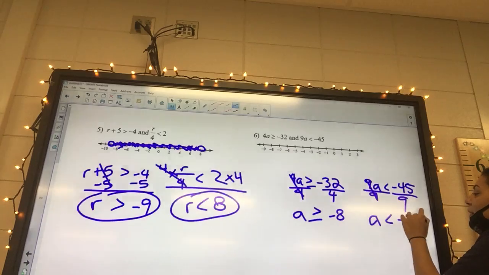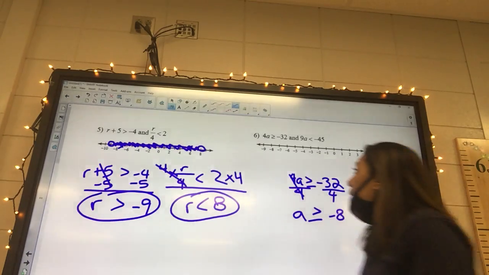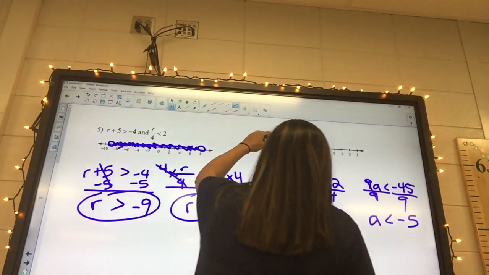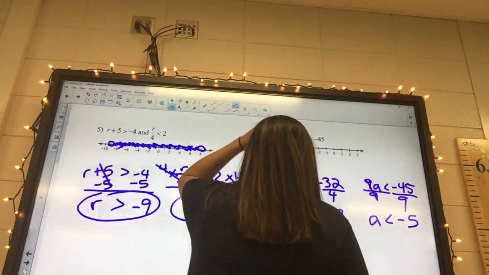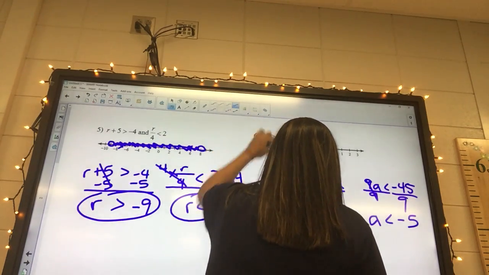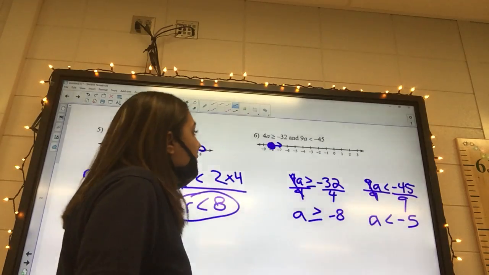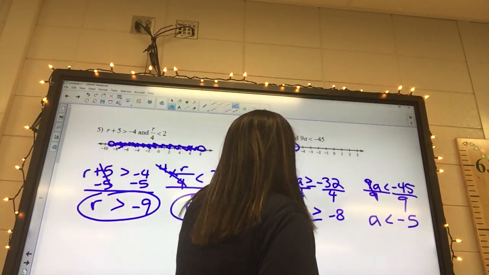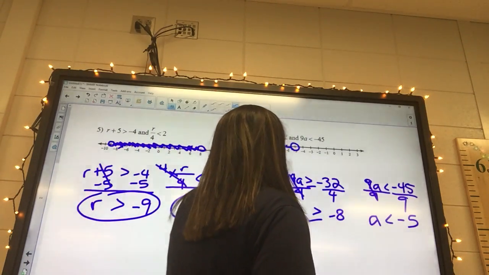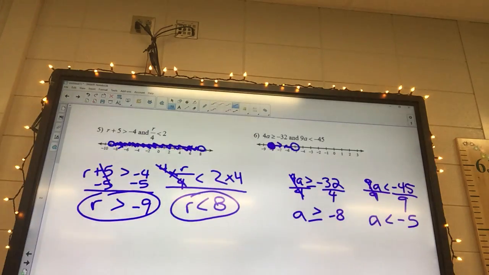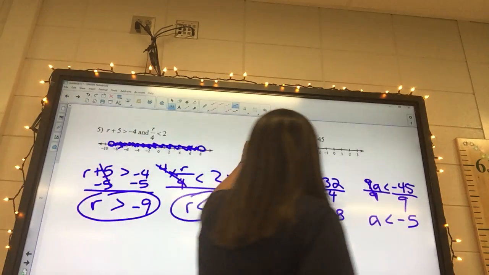And then this one's going to be less than -5. Okay, so on the -8, it should be closed and it should be pointed to the right. And then on the -5, it should be open, and it should be pointed to the left. Okay, are they both pointed in? Yes. And it's an "and," so they should be. Okay, so you're going to shade in between them.